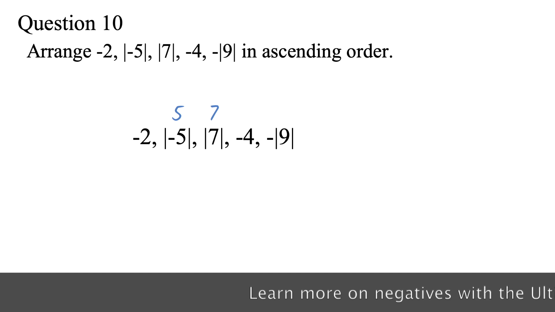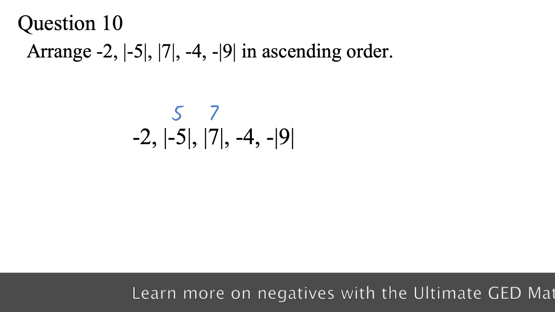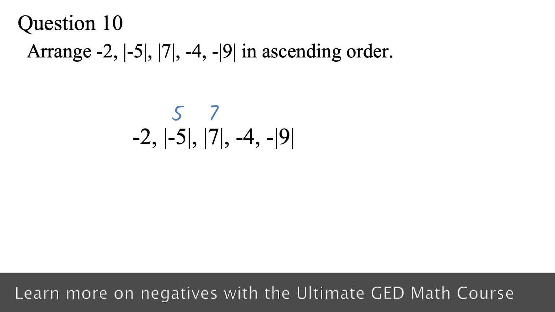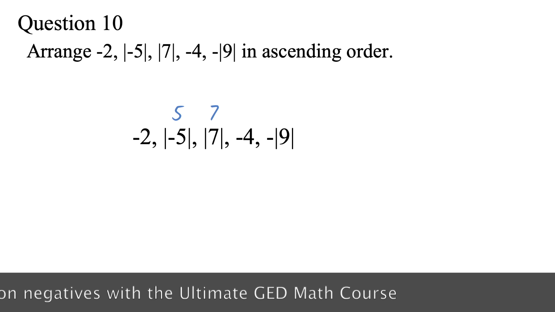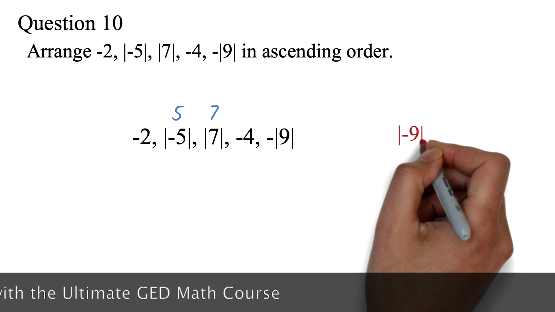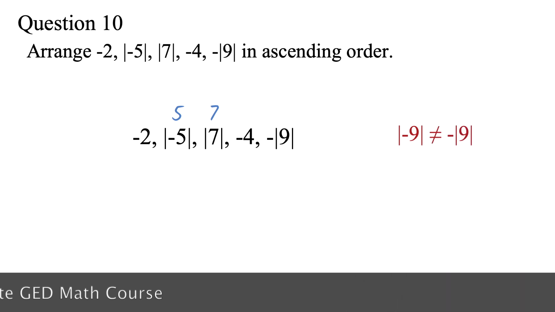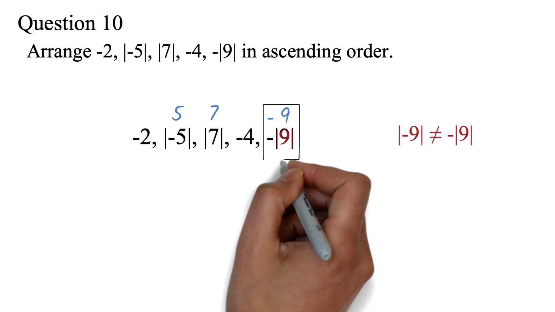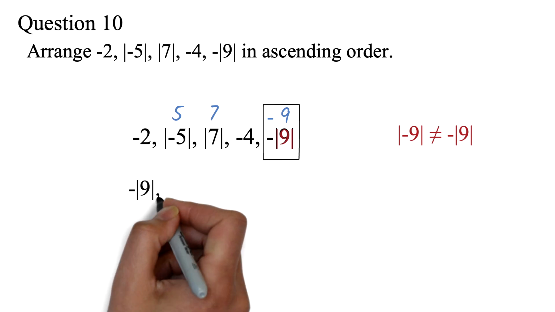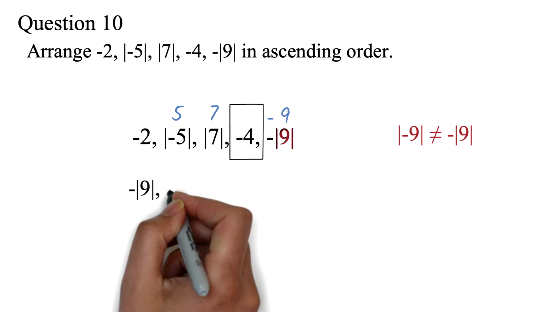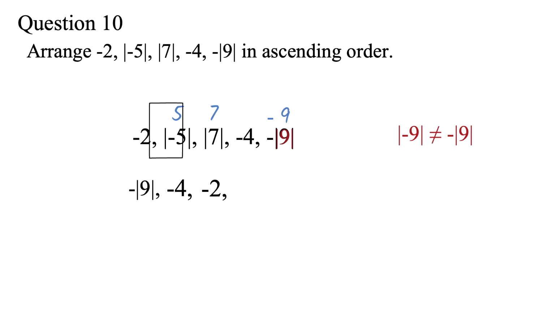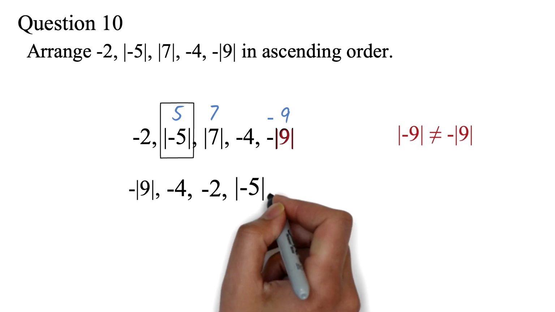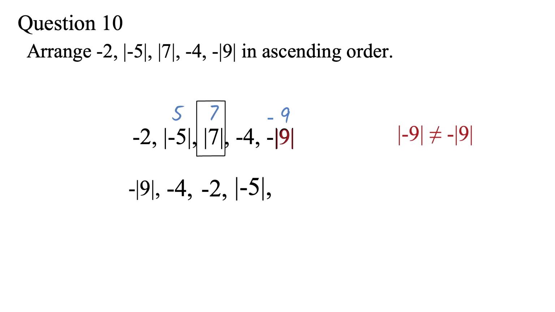You'll notice that, so far, the negatives have been within the absolute value marks, but this has the negative outside the absolute value marks. So we are not finding the absolute value of -9, like we did for absolute value of -5. We find the absolute value of 9, which is 9, and then bring the negative. So we have -9. Now let's arrange them. -9 is the smallest, so we have negative absolute value of 9. Then -4, then -2, then 5, which is absolute value of -5, then absolute value of 7.